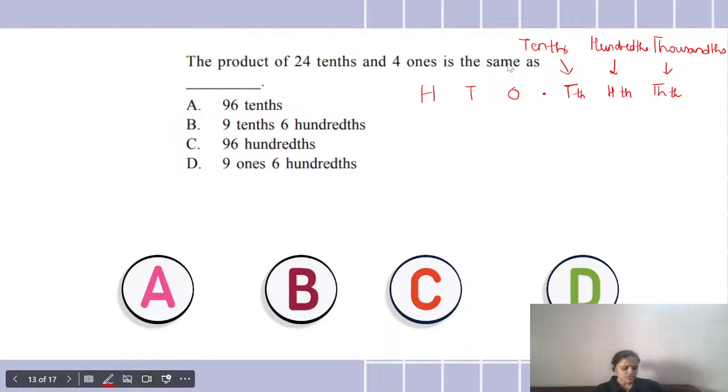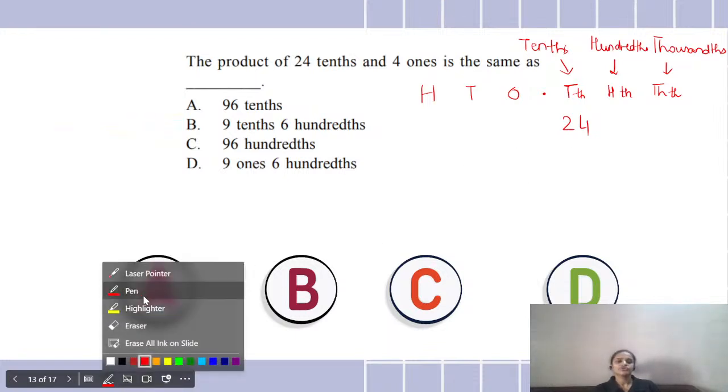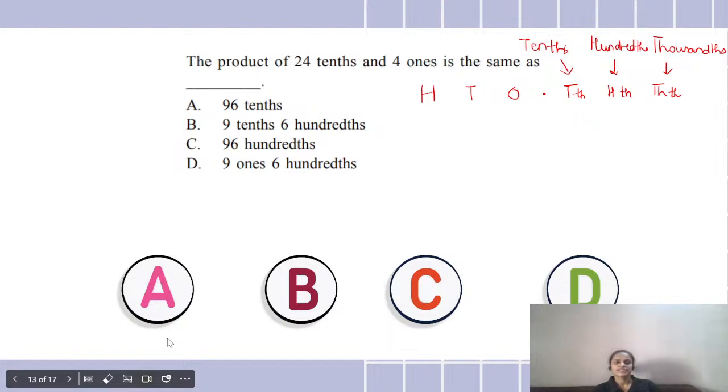This is going to be the last question because we won't have much time after this. So quickly find out the answer and tell me what it is. What is the product of 24 tenths? When I say 24 tenths, do I have to write 24 over here? No, obviously not, right? I am going to write only one digit in one place. So 24 tenths means 2.4. One whole number will come outside and 4 I'm going to write in the tenths place. And then what do I have? 4 ones.